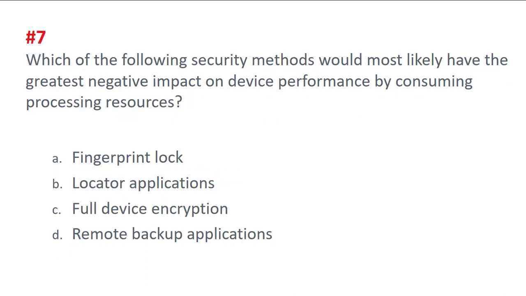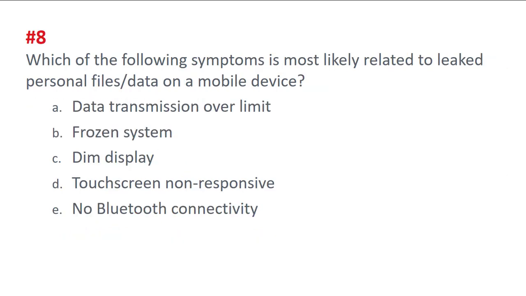Question number 7. Which of the following security methods would most likely have the greatest negative impact on device performance by consuming processing resources? We have 4 options available here. And the one that will have the greatest negative impact on device performance by consuming processing resources is, of course, a full drive encryption. Moving on to number 8.